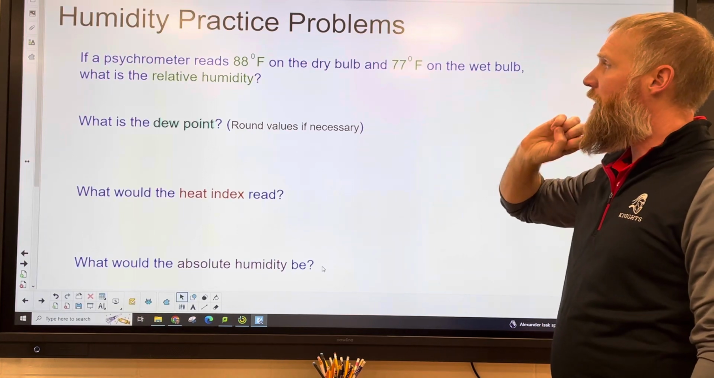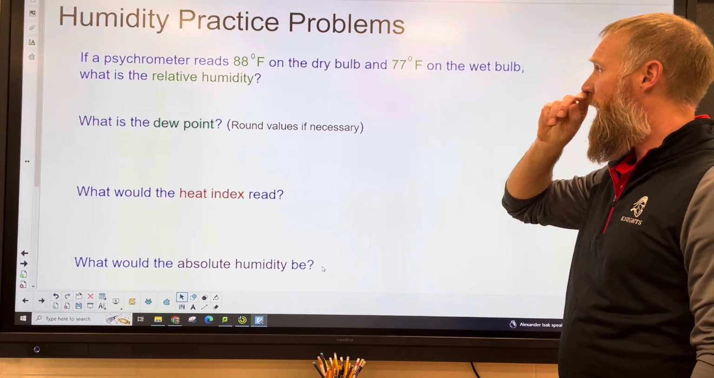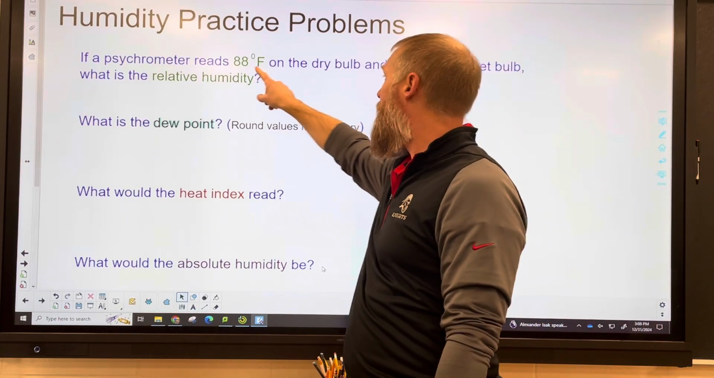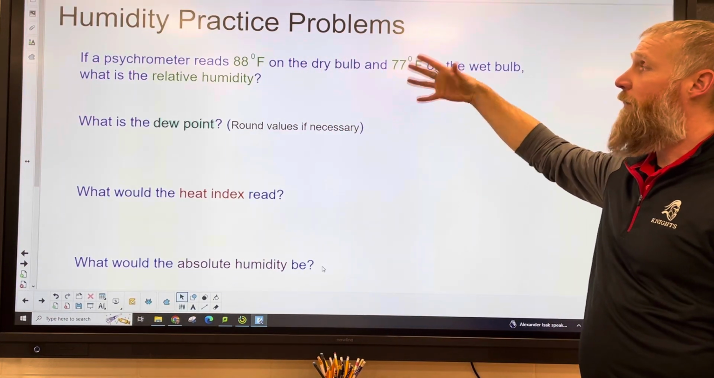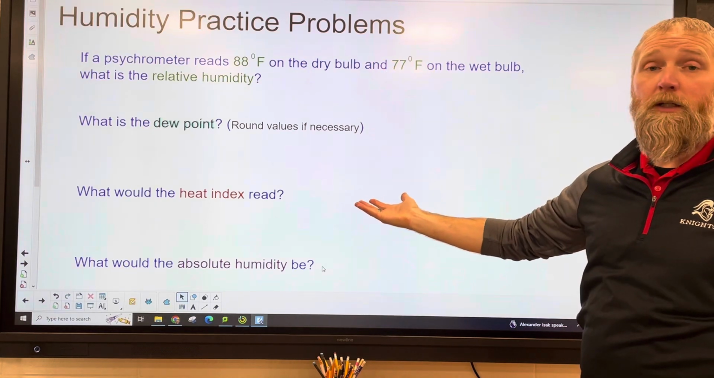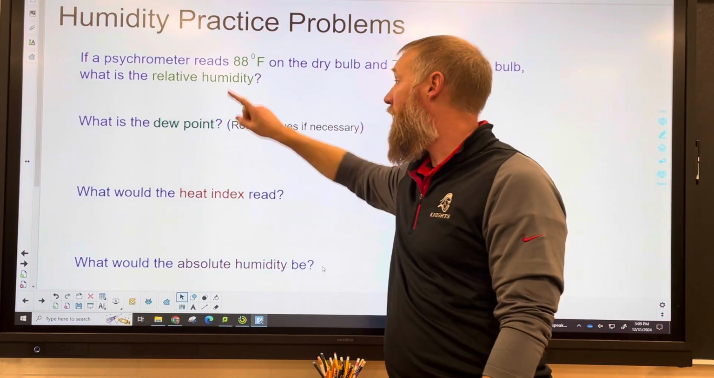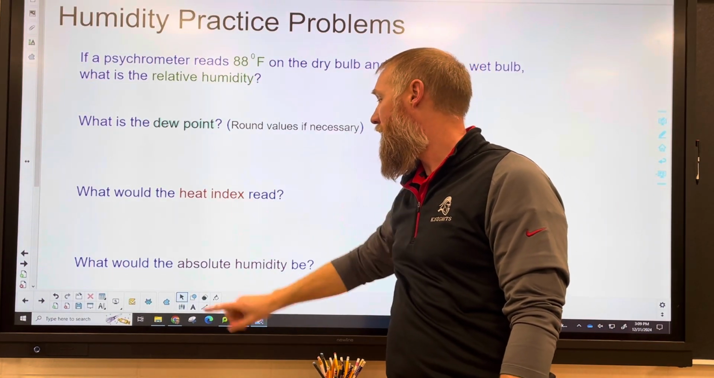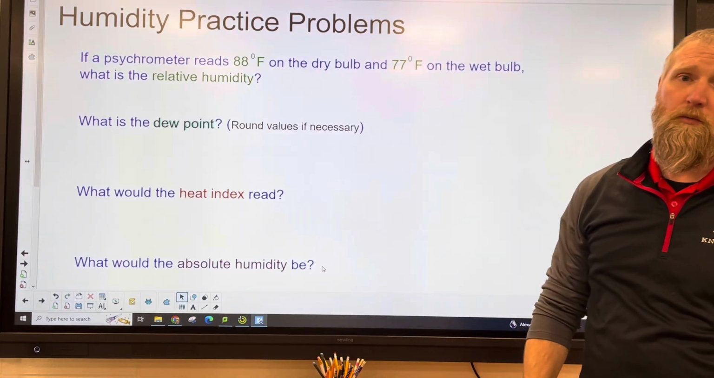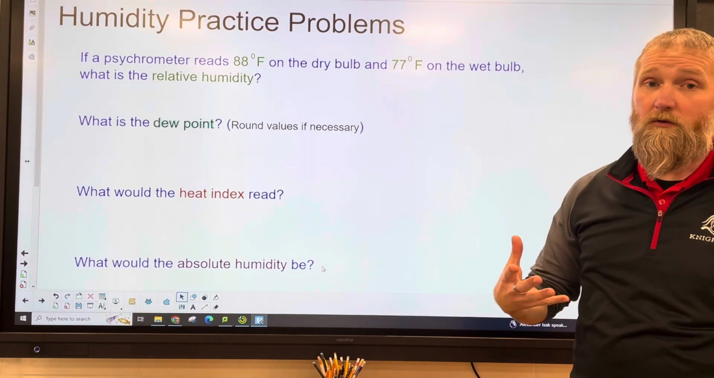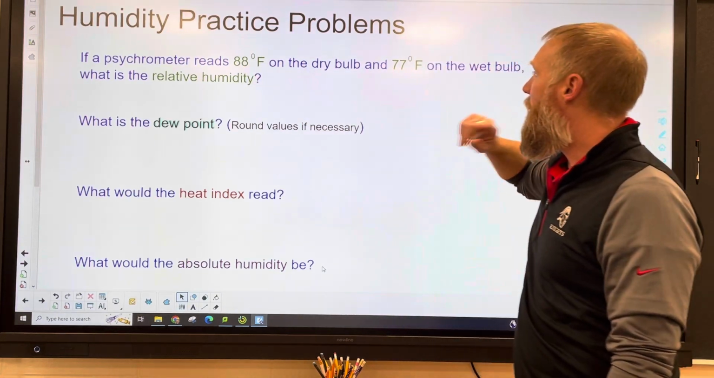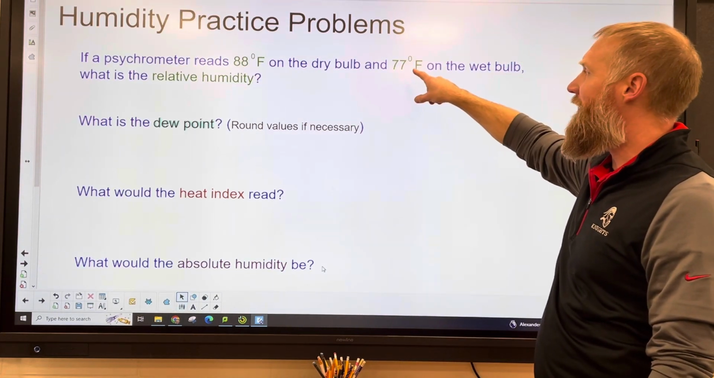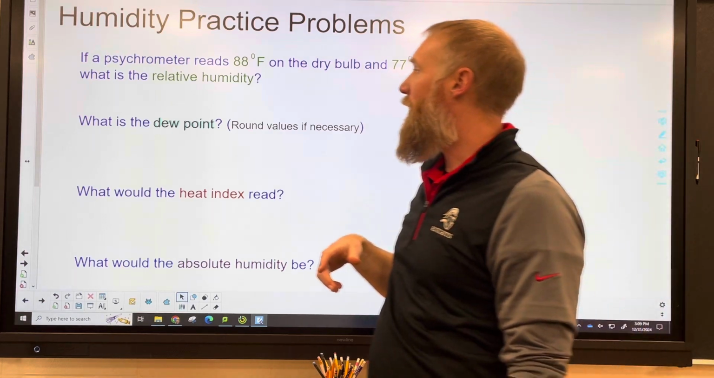So here's the idea. We did the psychrometer lab, or we're working through the psychrometer lab, and we get our different readings on the bulbs, and from there we can determine different kinds of humidity. We can find the relative humidity, we can find dew point, we can find heat index, we can find absolute humidity once we know those values. So let's work with that. Two numbers we need to remember right now are 88 and 77. Maybe write that down on a sheet of paper.